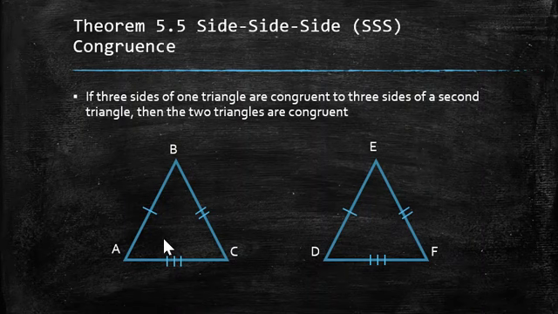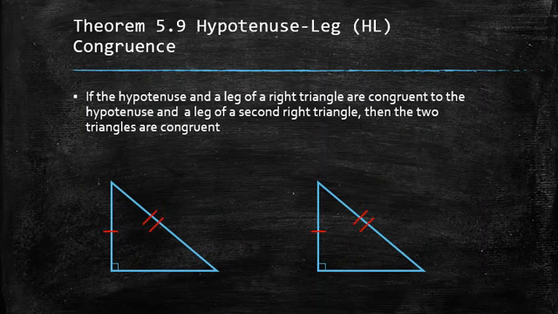The next one pertains to only right triangles. It is the hypotenuse leg, or HL, congruence. If the hypotenuse and a leg of a right triangle are congruent to the hypotenuse and a leg of a second right triangle, then the two triangles are congruent. So if this side is congruent to this side and the hypotenuse is congruent to the hypotenuse in this right triangle, then these two right triangles must be congruent.